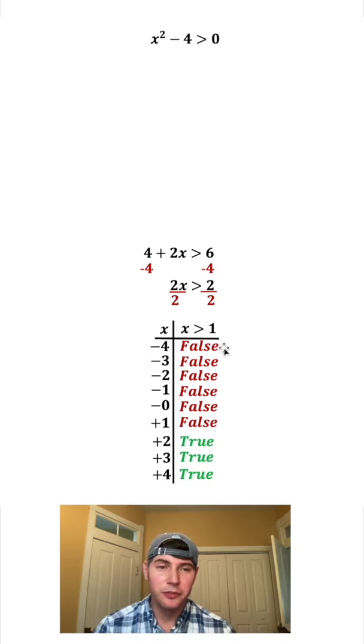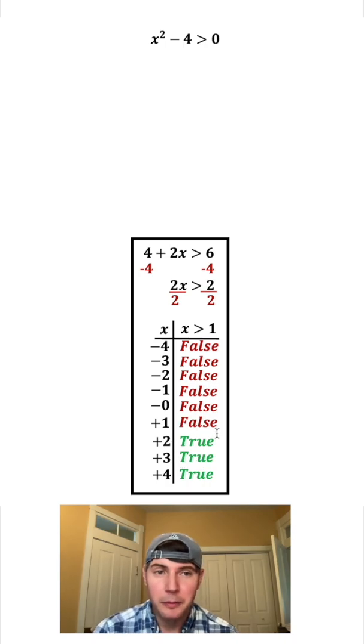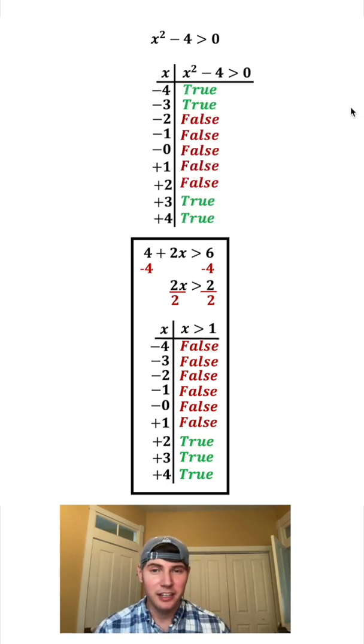Anything less than negative 4 is going to continue being false. Anything greater than positive 4 is going to continue being true. This has a very clear line, and we can put a box around this. But for this one, x squared minus 4 is greater than 0. If we make the exact same table, we end up not getting that clear-cut line.